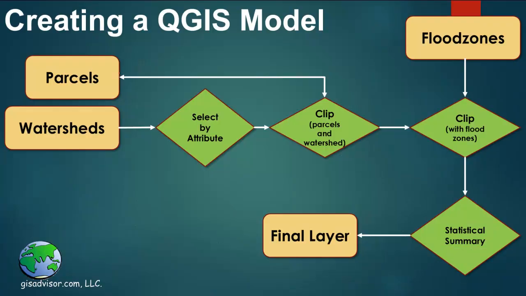So this is sort of the model that we went through. We took our parcels, we took our watersheds. The first thing we did was we selected by an attribute to get Cascadilla Creek. Then we performed a clip function in the GIS with the watershed, and then we also clipped the parcels with the flood zones. And then from there, we created a statistical summary of those results to give us a final layer.